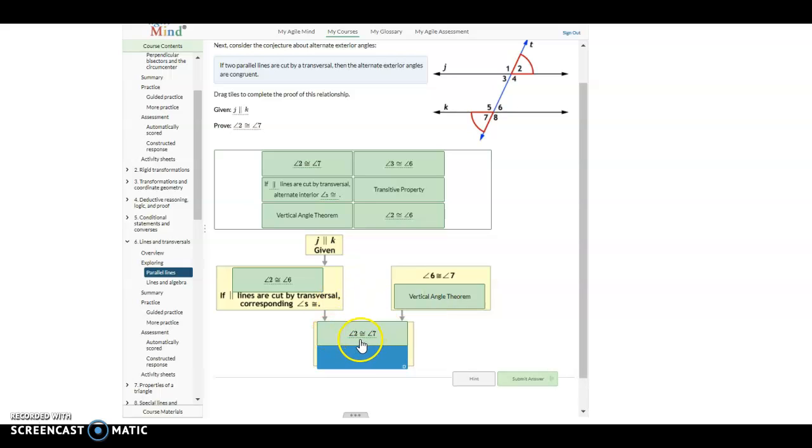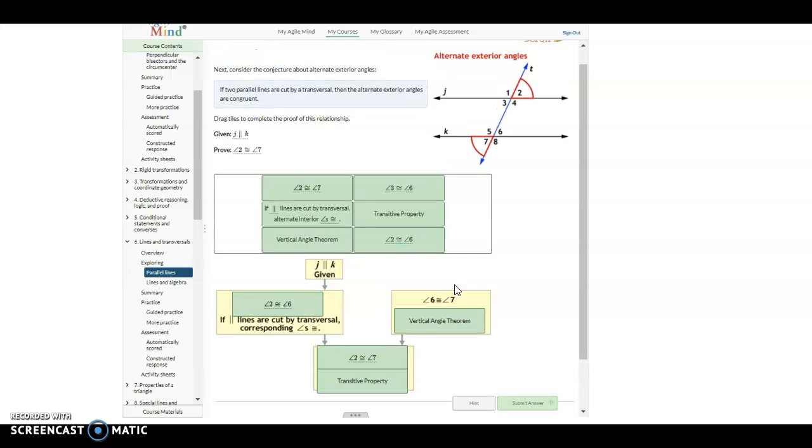So now we're ready to get to our final statement, which is 2 is congruent to 7. And the reason we know that is because of these two statements here. We have 2 congruent to 6, 6 congruent to 7. So since 2 and 7 are both congruent to 6, we know we can say they're congruent to each other. And again, that's the transitive property that simply states if A equals B and B equals C, then A equals C. 2 is congruent to 6, 6 congruent to 7, so 2 is congruent to 7.